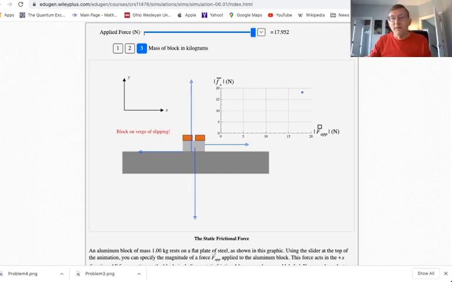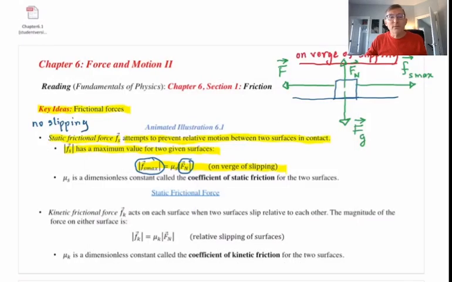Okay? All right. Now, back to our slides. So that constant that you see there between Fs max and F normal is the Greek letter mu with a subscript s. Mu sub s, you could say. And it's a dimensionless constant called the coefficient of static friction for the two surfaces. It depends entirely on just what the two surfaces are. What are they made of? That's it.